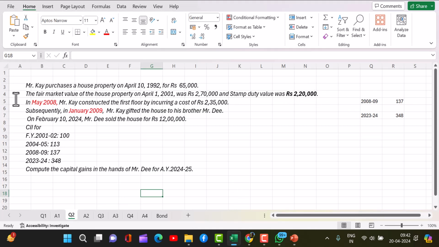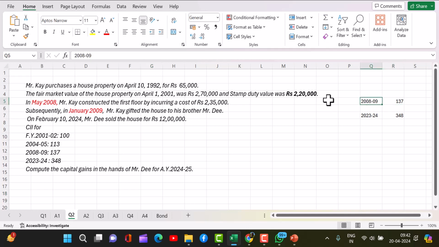Okay. Now in May 2008, Mr. K constructed the first floor, by incurring a cost of 2,35,000. So there is a cost of improvement also, which happened in May 2008. So that means it has to be 2008-2009.